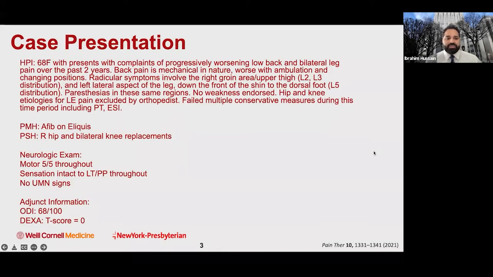So this is a patient that I saw, a 68-year-old female who presented with progressively worsening back and leg pain. She failed all conservative measures and ultimately was recommended for surgery. On exam, she was neurologically intact and had severe disability from her pain. It's interesting to note that on the right side, she really had an L2-3 distribution radiculopathy, but on the left side was an L5 distribution.